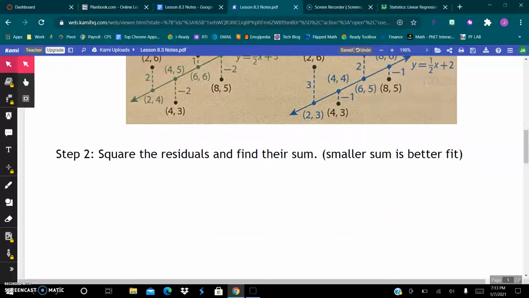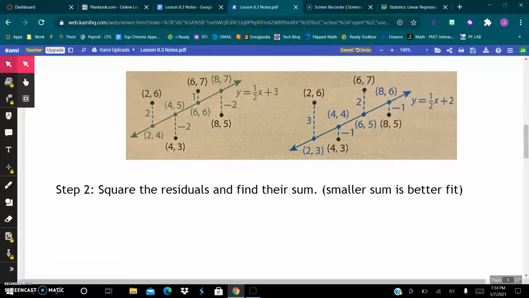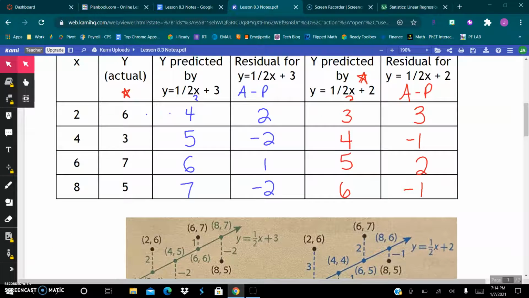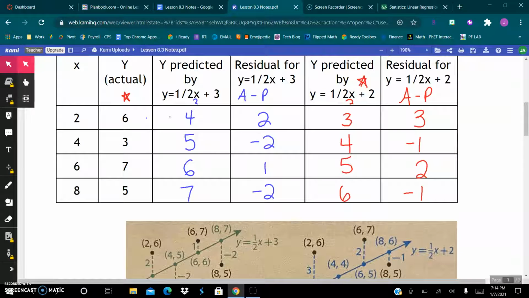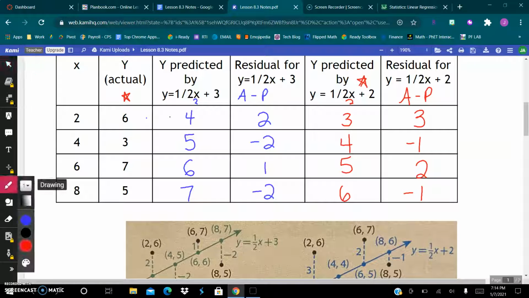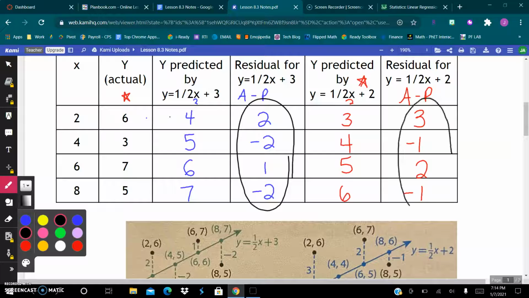And for step 2, we're going to square the residuals and find their sum. And we know that the smaller sum is the better fit. So squaring them is taking the residuals to the second power. I have to do that for this column and this column. Those are my two residuals.